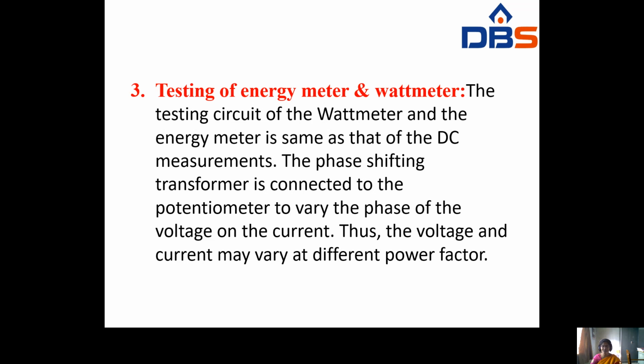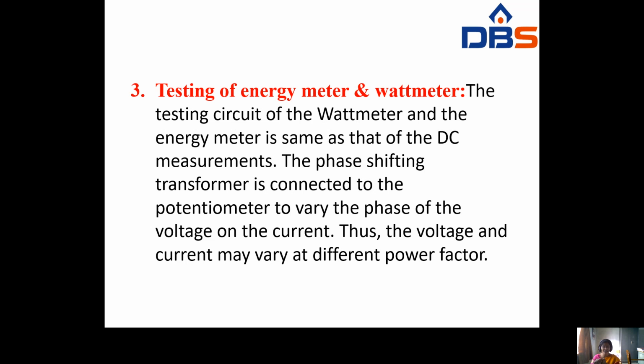Similarly, testing of energy meter and watt meter. That means to test the energy value and power value, we also use the AC potentiometer. The testing circuit of the watt meter and energy meter is the same as that of the DC measurement. How can you find out the DC value?